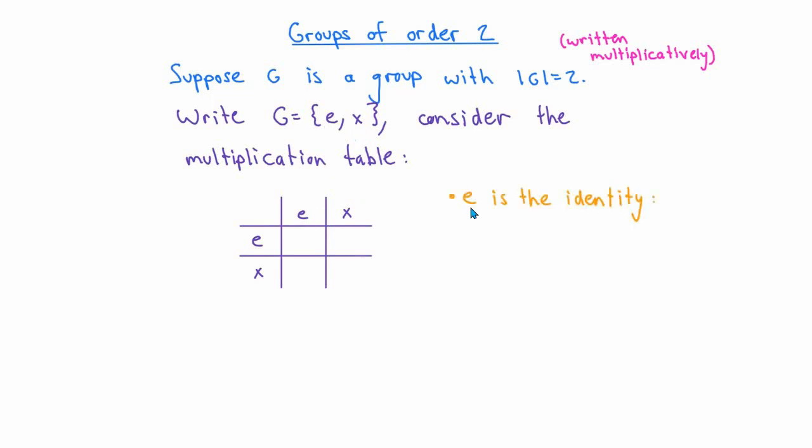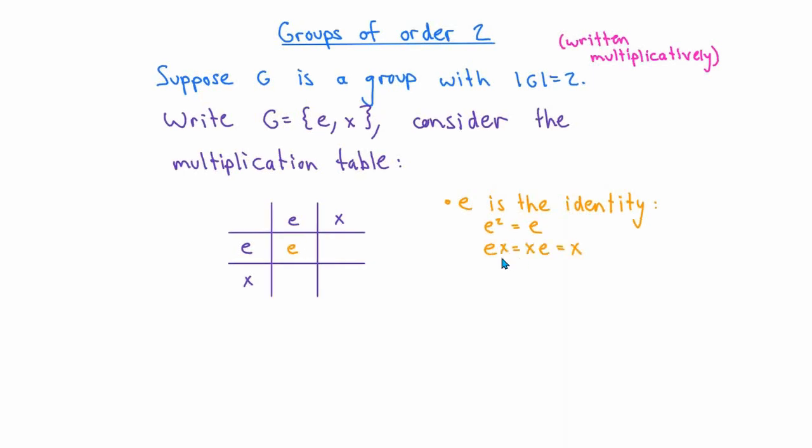The fact that E is the identity element means that E squared has to be E, so that tells us that the entry in the top left corner of the multiplication table is an E. And similarly, the facts that EX and XE are both equal to X forces the top right and bottom left entries of the multiplication table to be X. Now if G is a group, then the element X has to have an inverse element. And since the identity element is not its inverse element, that forces X squared to be the identity element. That means that if G is a group with order 2, whose elements are labeled as E and X, then its multiplication table has to look like this.